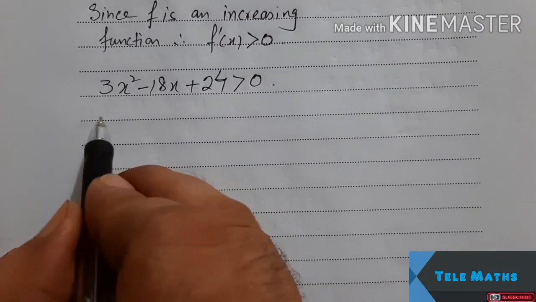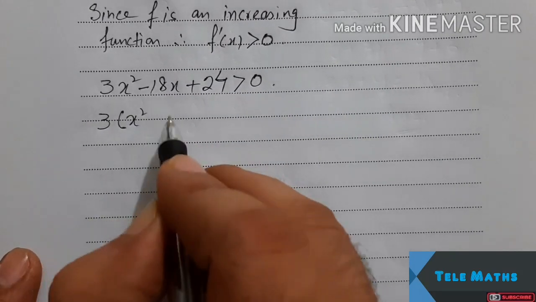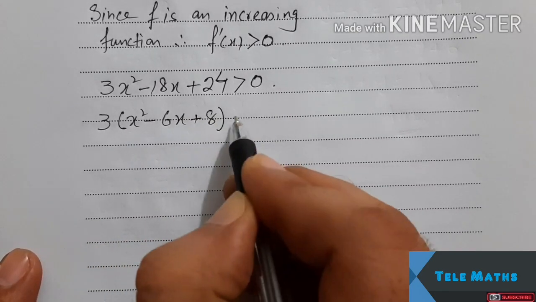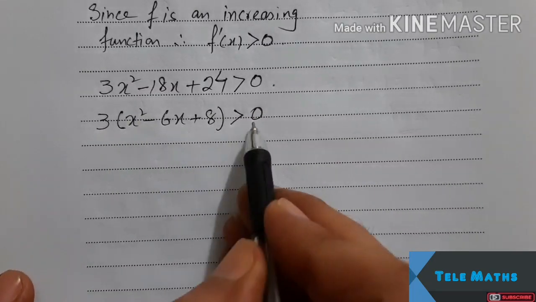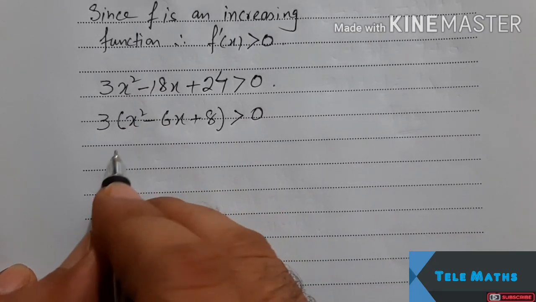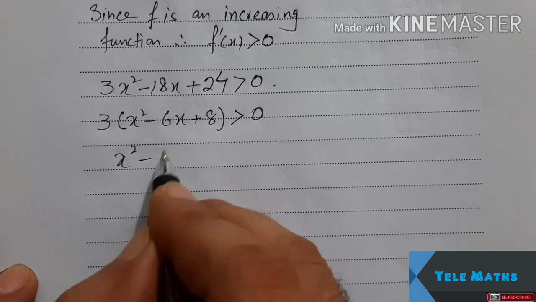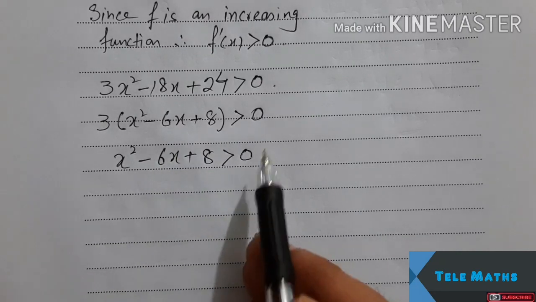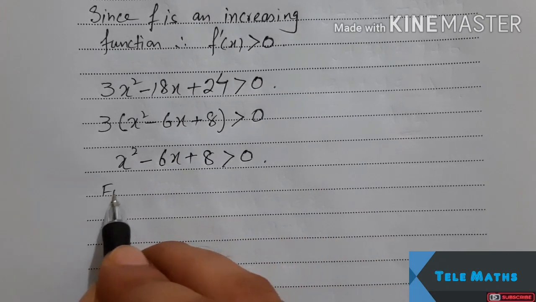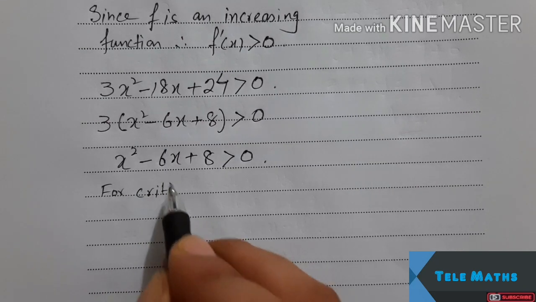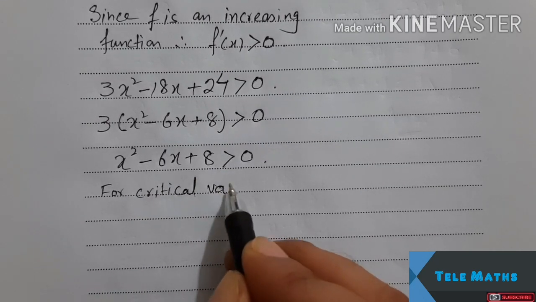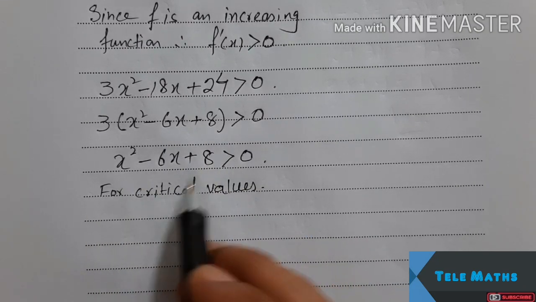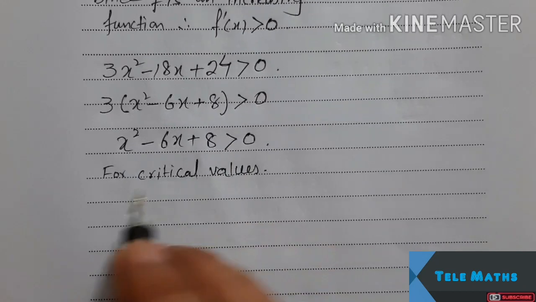Or take 3 as common. So x square minus 6x plus 8 greater than 0. 3 is always greater than 0, so that's why this value should also be greater than 0. Okay. For critical values, we'll solve with the critical values. For that purpose, for critical values, we'll consider this equal to 0 for a moment.